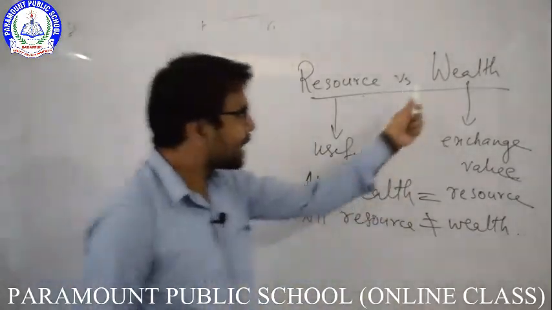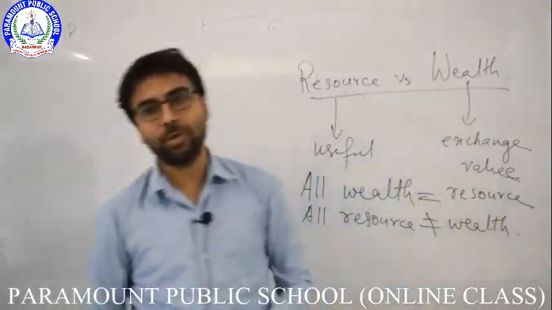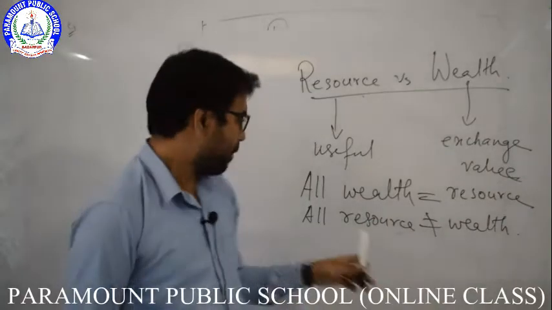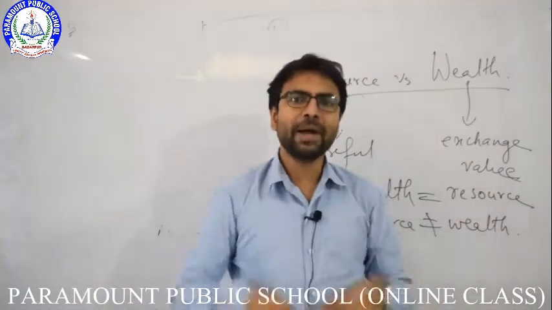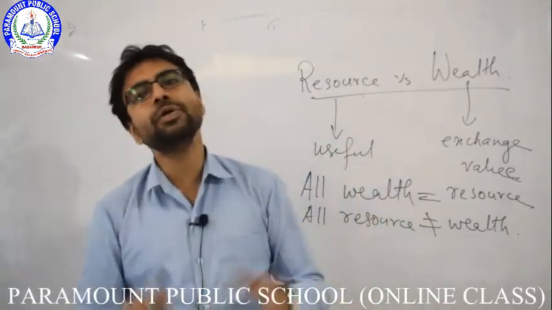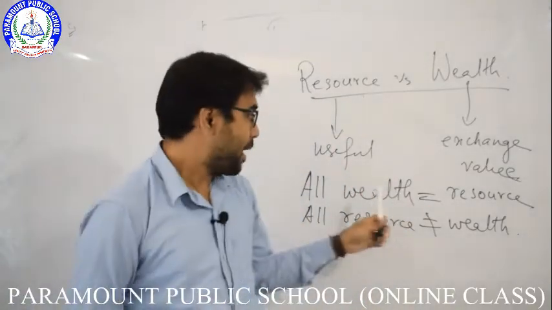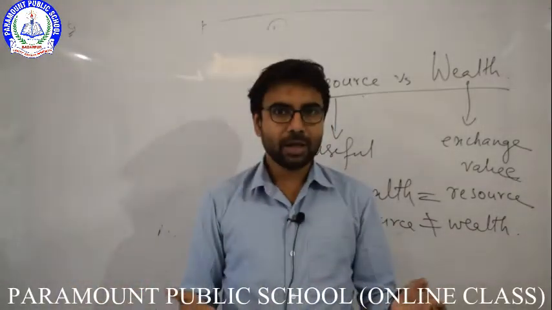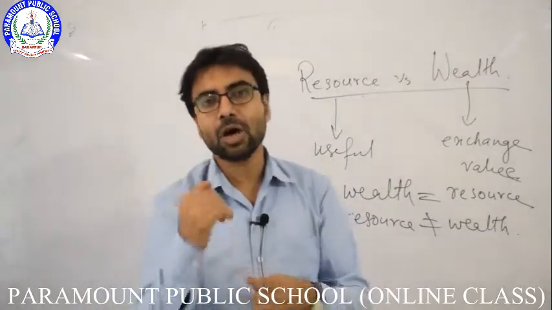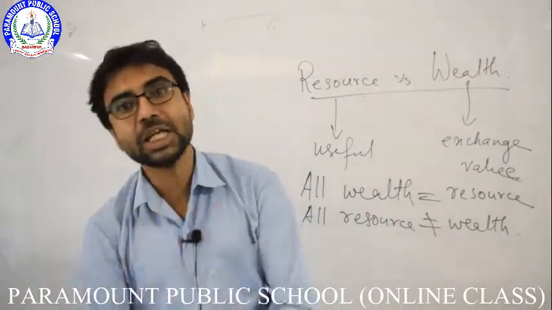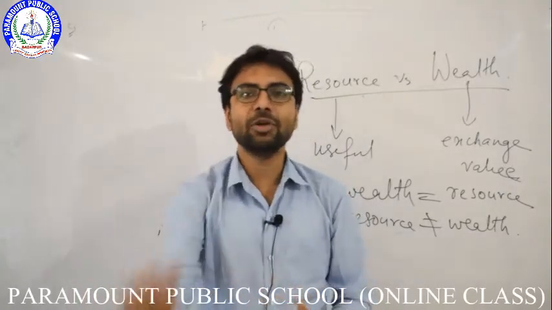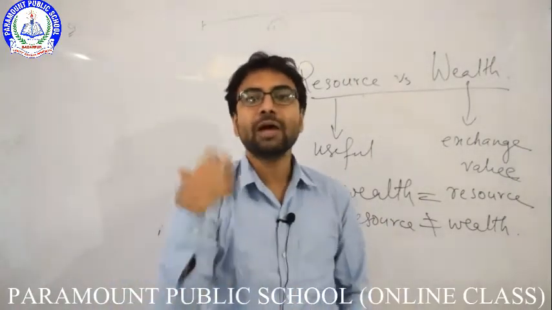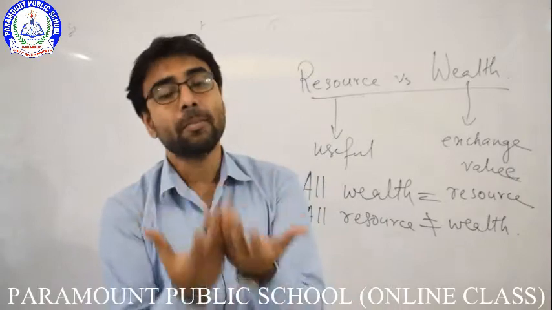Why? Wealth is anything that has got an exchange value. But a resource is anything that is useful. It may not have exchange value, but it is useful to you in this way or that way. But wealth means it must have an exchange value. That is, if I give you something, it has got a money value or an exchange value. In the barter system, if I give you this, I can exchange it for something else. Or in a money economy, you will have to get it from me with money.